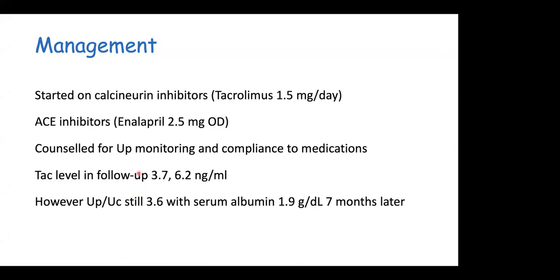In follow-up, you realize that the TAC level initially was 3.7, then you titrate the dose, and in follow-up sometime later, you find that TAC levels are okay. You would generally want to keep the TAC levels between 4 to 8 nanograms, and at 6, we are quite okay with that. So you continue the patient on the same.